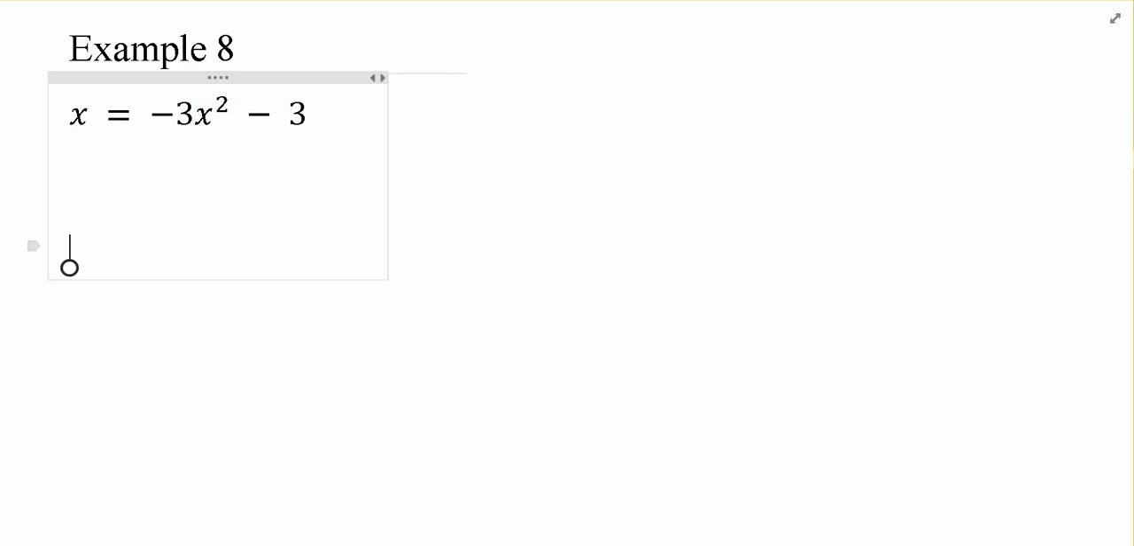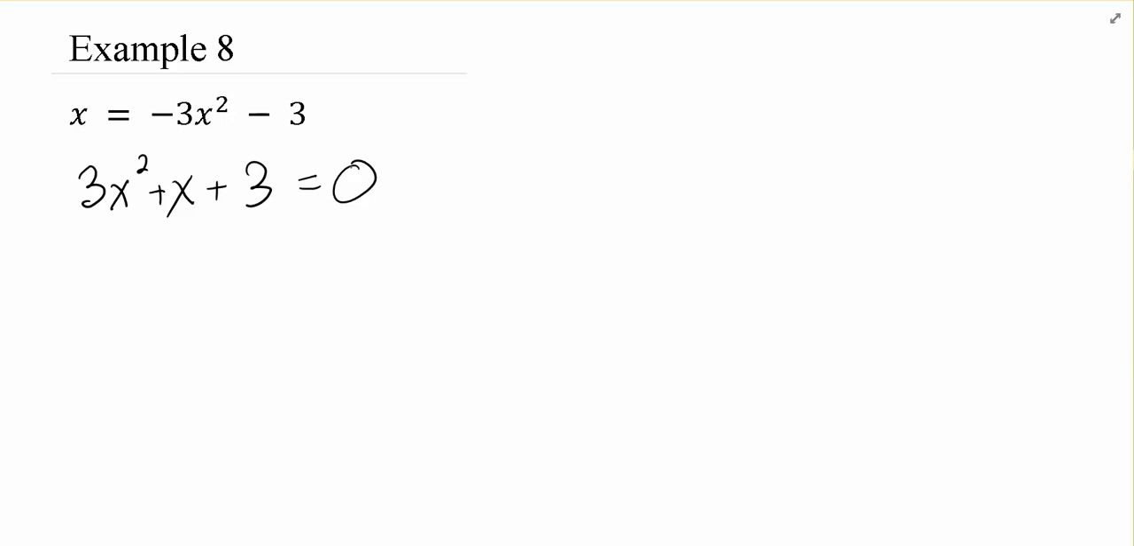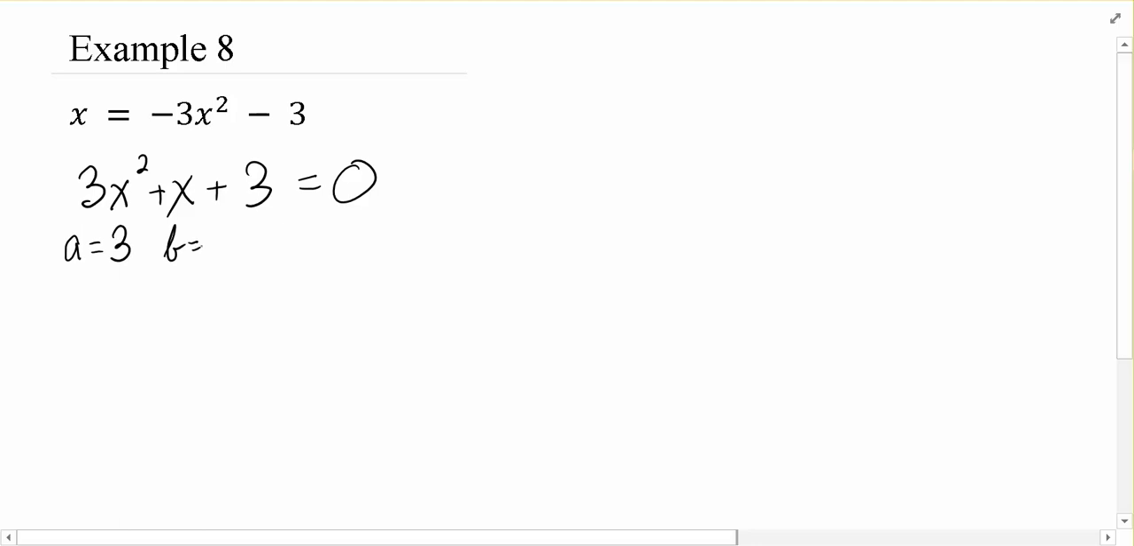This is another example where we don't have our equation in the form ax squared plus bx plus c equals 0. So again, we get there. We add 3x squared to each side. We add 3 to each side. And now we're in the right form. Now our middle coefficient is odd, so we can't use the trick. We don't want to divide by 2. We're just going to say a is 3, b is 1, c is 3.